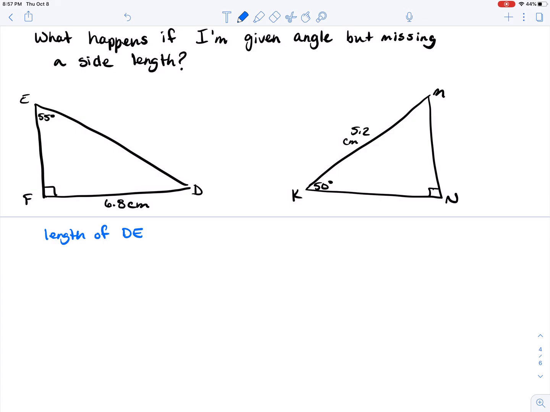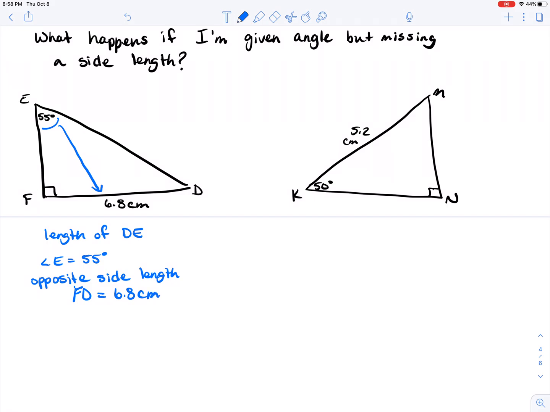Well, we're given angle E equals 55 degrees. We're also given the opposite side length of FD. I can't spell F, so let's fix that. FD, which is equal to 6.8 centimeters.